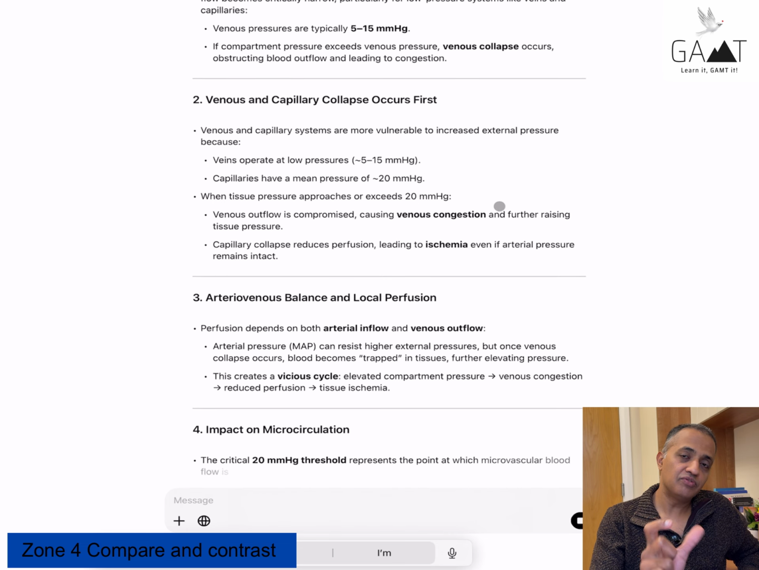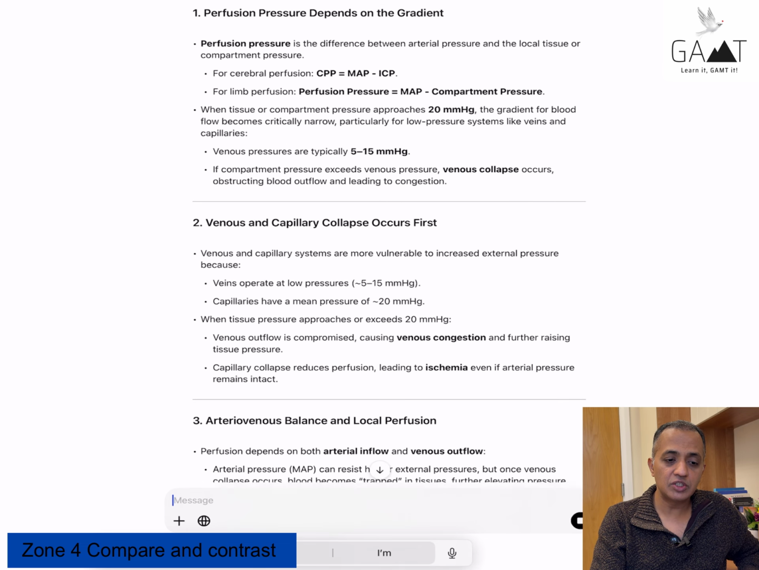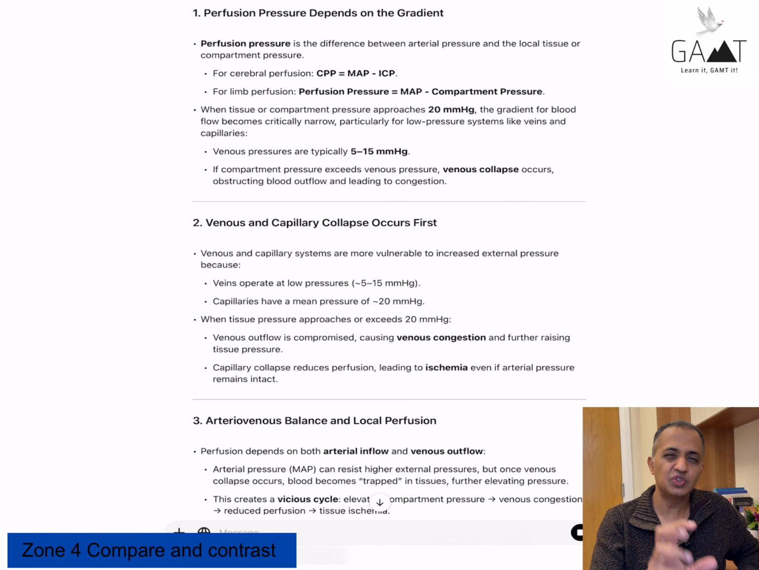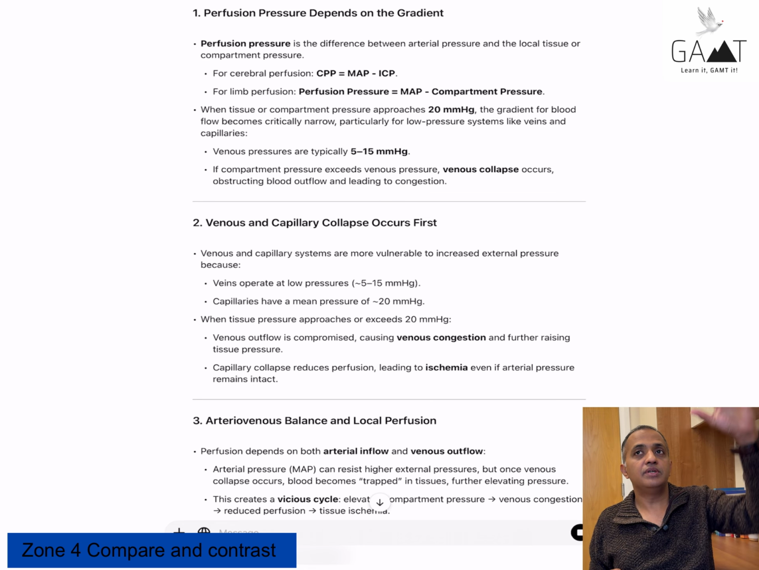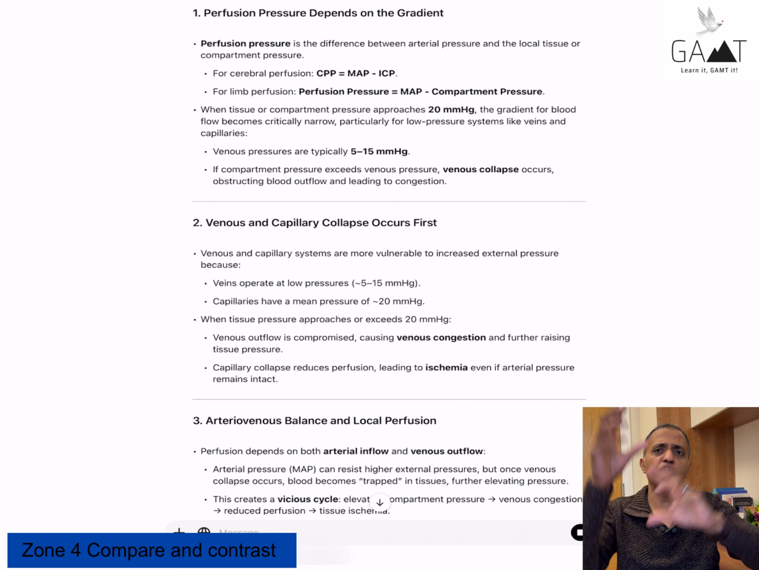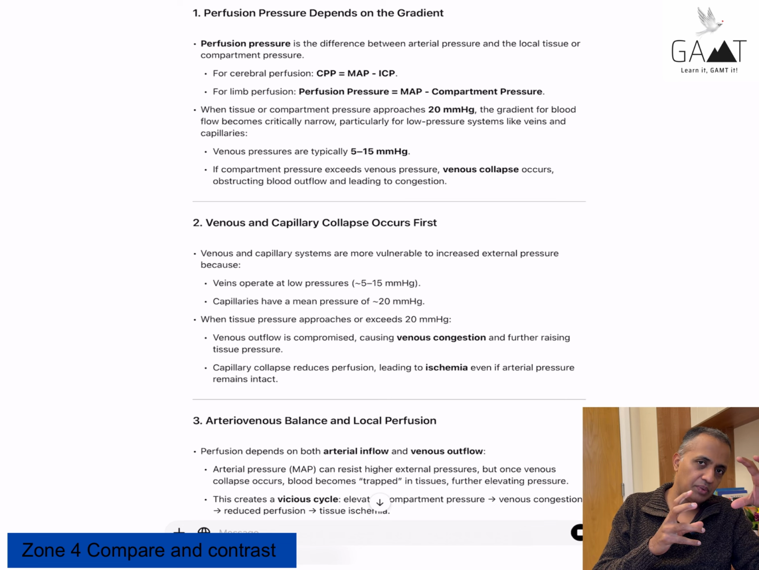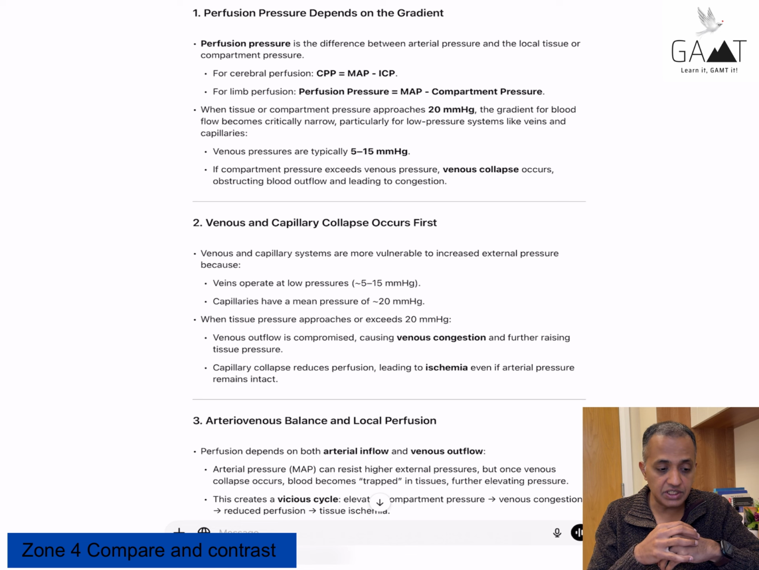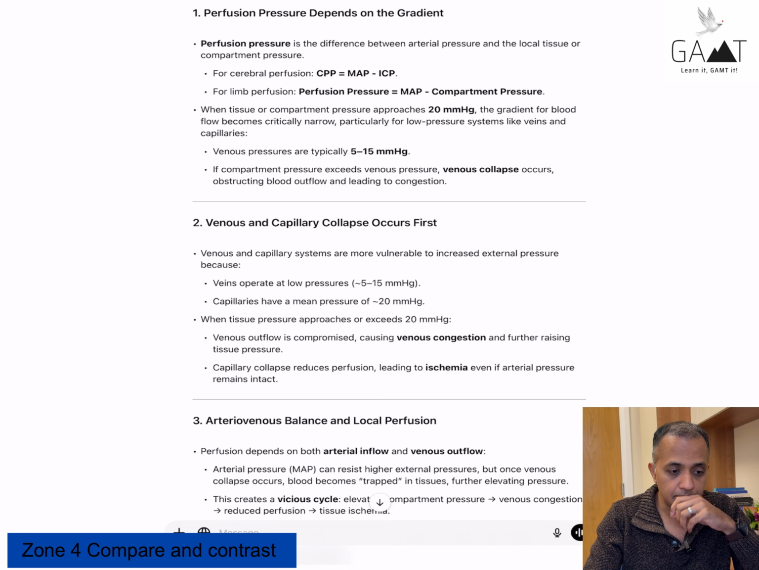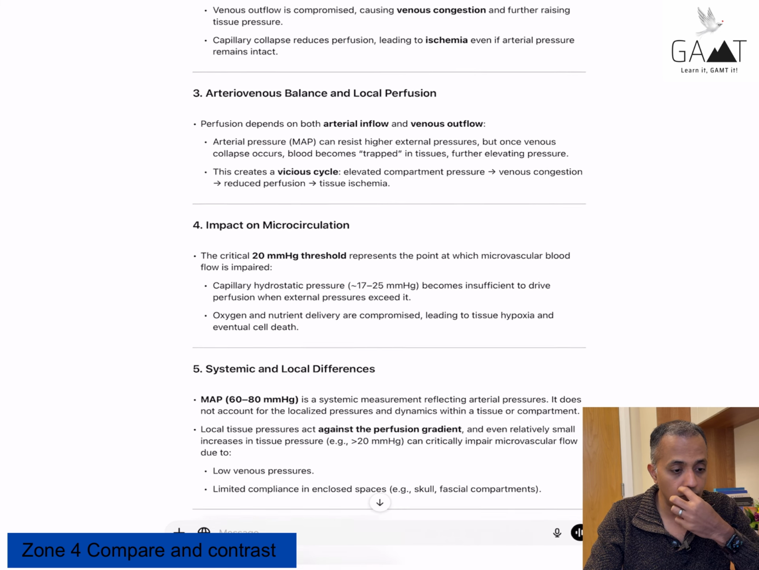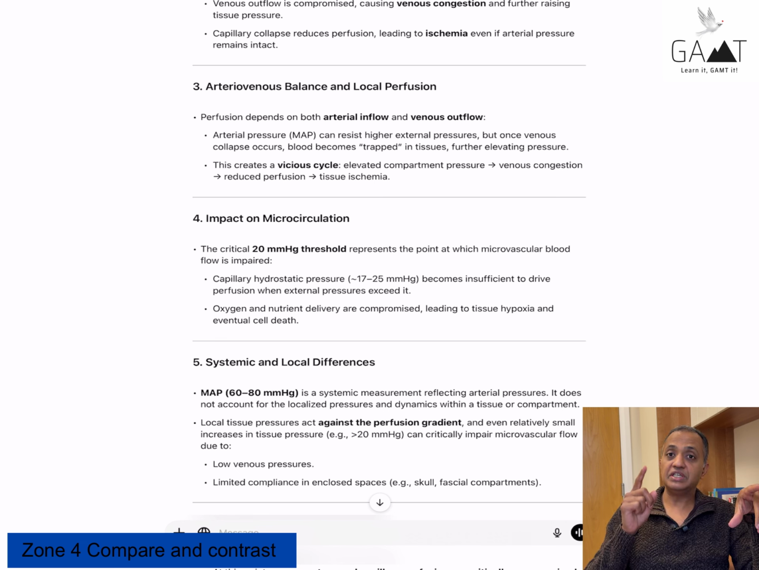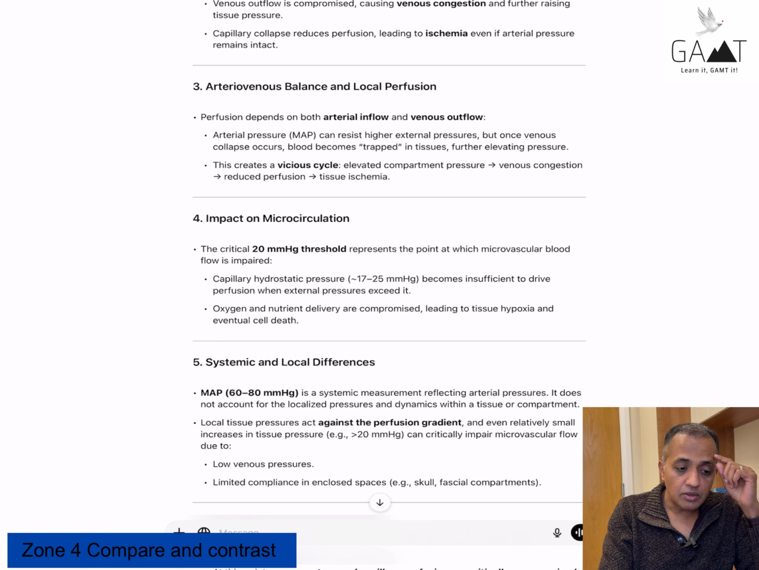Okay, so venous pressure is typically 5 to 15, right? So if the compartment pressure is above venous pressure, venous collapse occurs, followed by venous congestion. That seems to be the key. Now I learned something else. Not only do I know that 20 millimeters is the standard critical pressure across multiple compartments, but I also know that venous pressure is 5 to 15. So anything more than 15, you're going to stop the venous return, you start getting congestion, and you get sluggish blood flow. Microcirculation is very important. Capillary hydrostatic pressure becomes insufficient for perfusion.